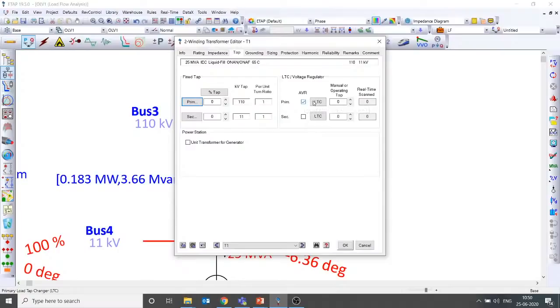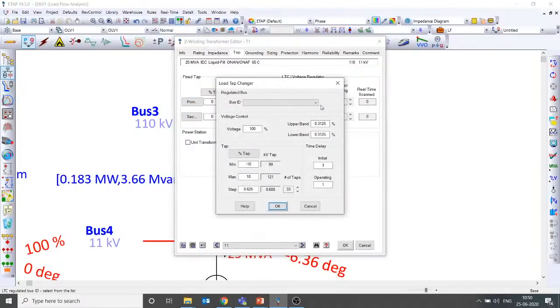On-load tap changers are always provided on the high voltage side. Whether it is the primary or secondary, it is provided on the high voltage side, and it always regulates the voltage of the low voltage bus. I have given a tap of plus or minus 10 percentage with a step of 1.25. At least I believe the people from industry will be able to understand that.